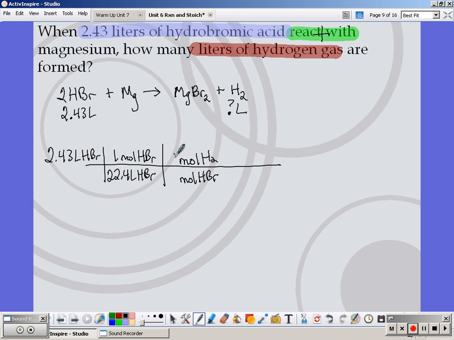Then I need to convert to liters. So 1 mole of hydrogen is 22.4 liters of hydrogen. Doesn't matter what it is, liters is always 22.4. So then I multiply, divide, multiply, divide, multiply, divide. I need 3 significant figures, so I get 1.22 liters of H2.